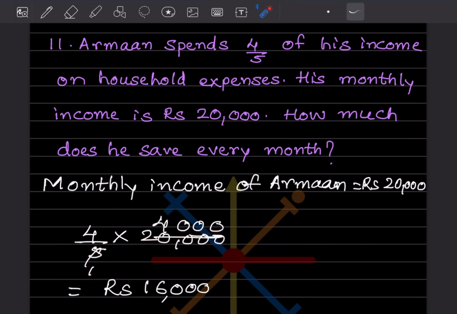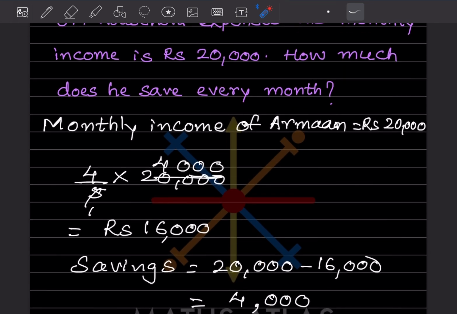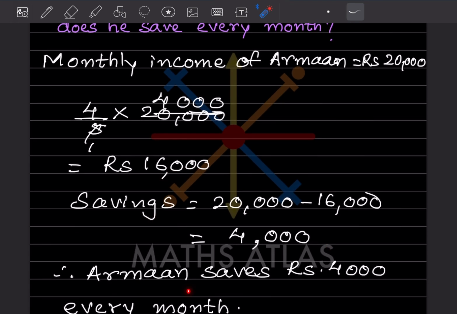They have asked here, how much does he save every month? So the monthly savings will be the monthly income minus his spending, that is the expenditure. So 20,000 minus 16,000, which is going to be 4,000. So we can say Arman saves rupees 4,000 every month.